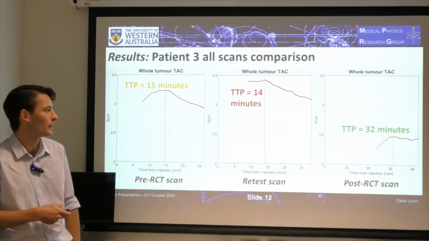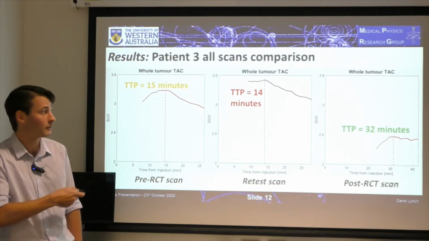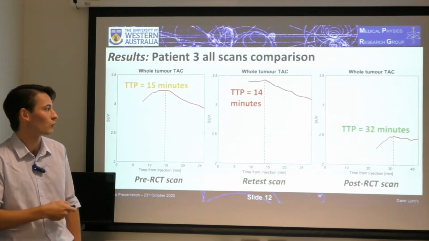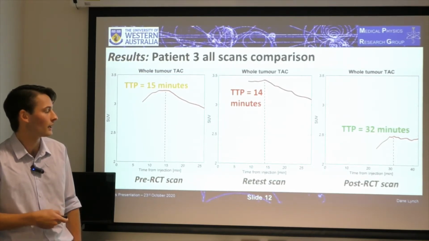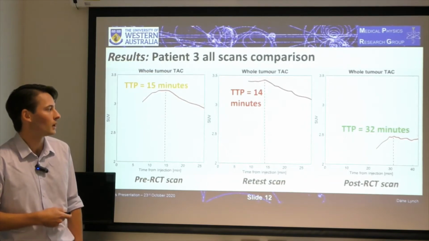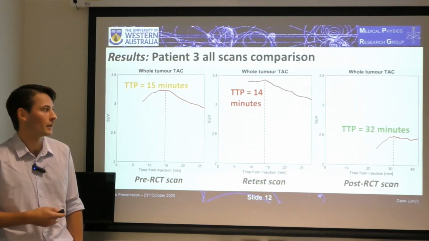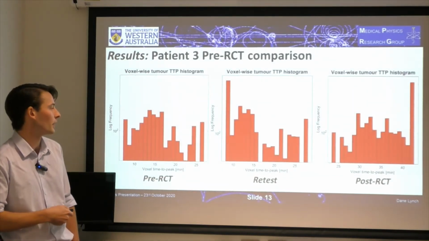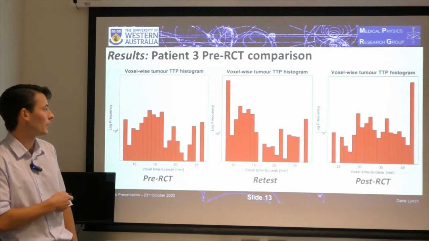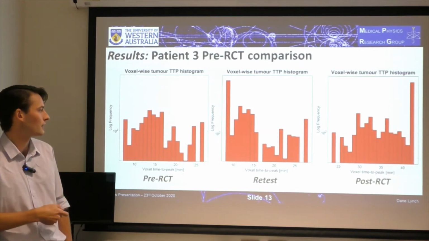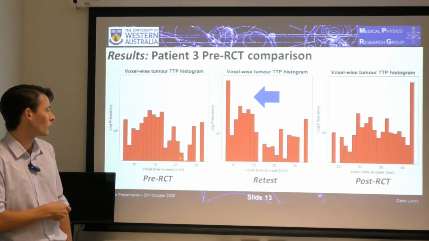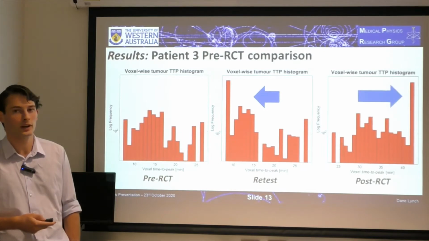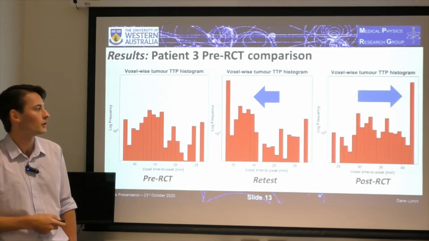Following their radiochemotherapy, the time to peak shifted from 14 minutes to 32 minutes, and the standardized uptake value dropped greatly, as seen on this curve on the right, suggesting a lot of the glioblastoma tissue had been eradicated. This is comparing their voxel histograms, the time to peak tumour voxel histograms across the 3 scans, and again we see a similar trend where compared to the retest, there is a shift to an earlier time to peak, but following the radiochemotherapy, there's a shift to a later time to peak.